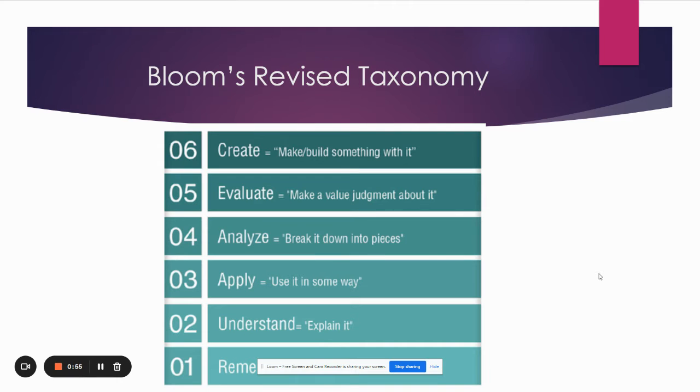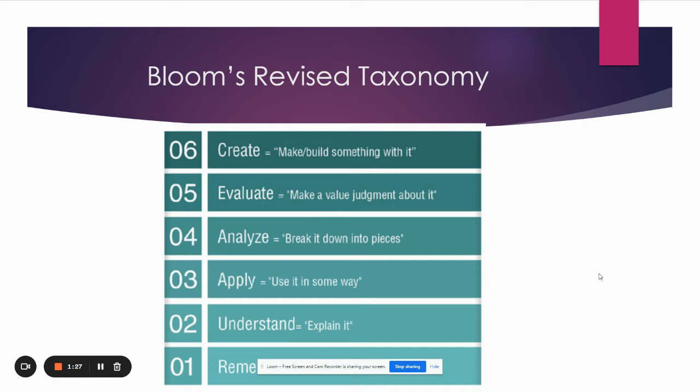Here are the stages of Bloom's taxonomy. Stage 1, the lowest level of learning, is to remember something. Stage 2, a little bit higher level than just remembering it, is understanding it. If you understand it, that means you can explain it. Step 3 is to apply it. That means you need to take your knowledge and use it in some type of way.